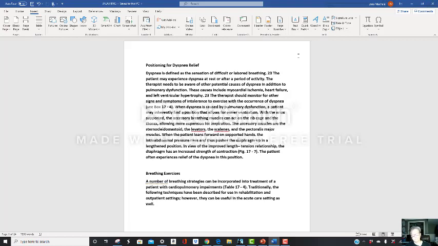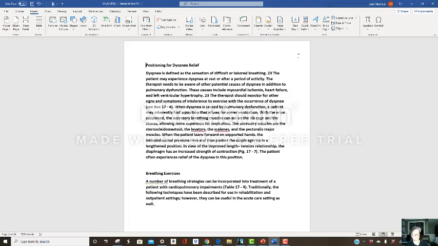When the patient leans forward on supported hands, the intra-abdominal pressure rises and thus pushes the diaphragm up into a lengthened position. In view of the improved length-tension relationship, the diaphragm has an increased strength of contraction. Figure 17.7. The patient often experiences relief of the dyspnea in this position.